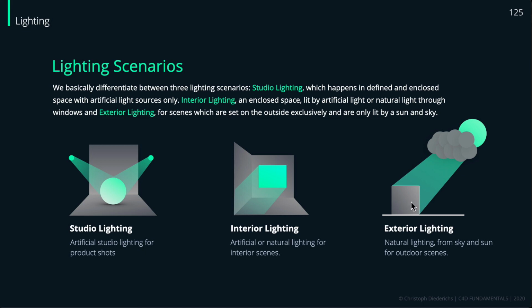And then we have the exterior lighting. This is basically an outdoor scene where we want to render something which is outdoors, and where sunlight and the sky light our scene. The exemption, of course, is nighttime scenery. So when you do an outdoor exterior scene at nighttime, you would probably have some moonlight and some artificial lighting going on.